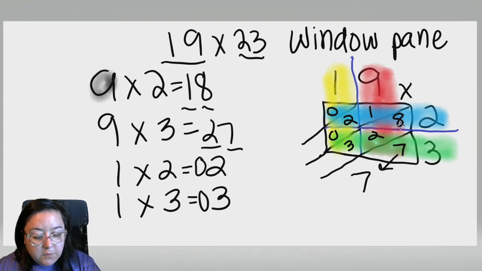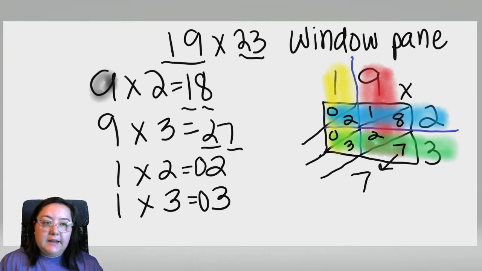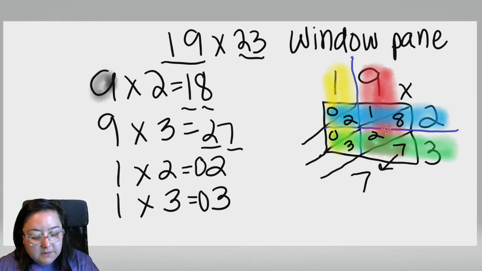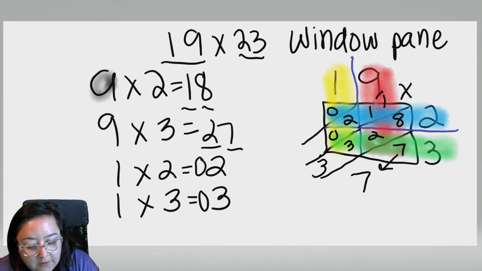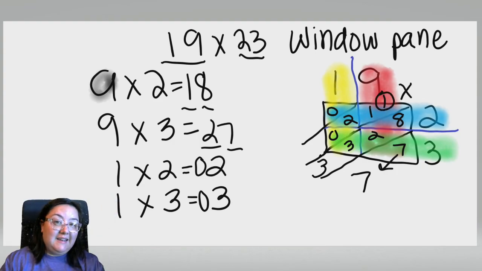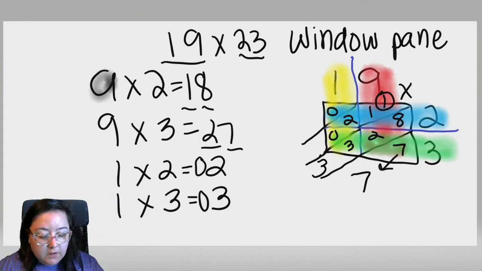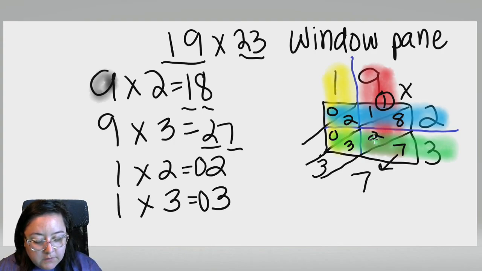Within this next group, we have 3 numbers that need to be added together. 8 plus 2 plus 3. 8 plus 2 is 10, and 10 plus 3 is 13. So we have a 3 in the ones place of 13. We need to regroup and carry that 1 up to the next group of numbers. So 8 plus 2 plus 3 is 13.